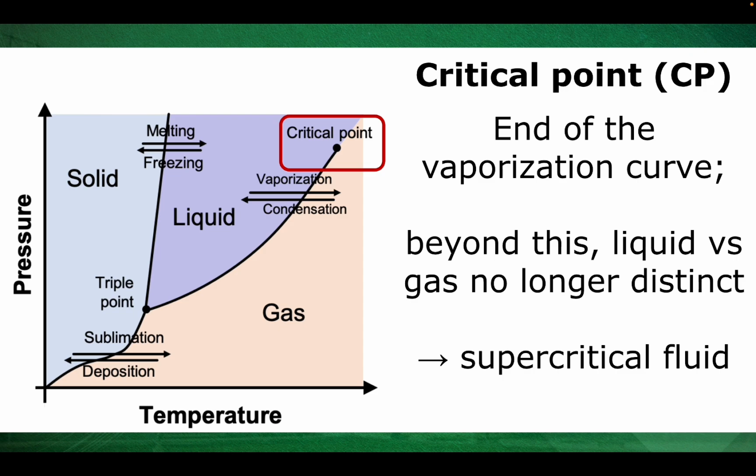Another point that you have to know is the critical point. This is the end of the vaporization curve. Beyond this point, liquid and gas can no longer be distinguished. Therefore, we call them supercritical fluid. Supercritical fluids have gas-like diffusion and liquid-like density. I hope this somewhat made sense.